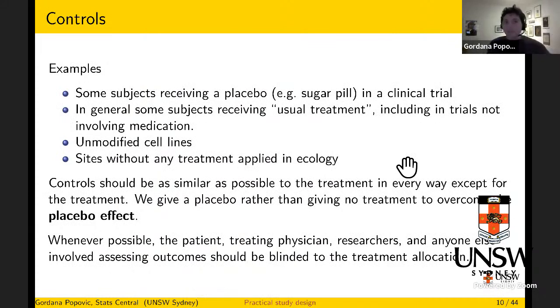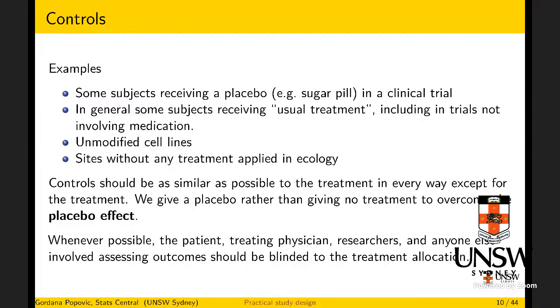Okay, so what about controls? Controls are really common and should always be there if you can have one. For example, in a medical study, you might have subjects receiving a placebo, like a sugar pill in a clinical trial, or usual treatment if it doesn't involve medication. If you use cell lines, then unmodified cell lines would be a control. If in oncology, for example, then sites without any treatment applied might be the control that you're looking for. So you just want to know what's going to happen if you didn't have the treatment that you're interested in.